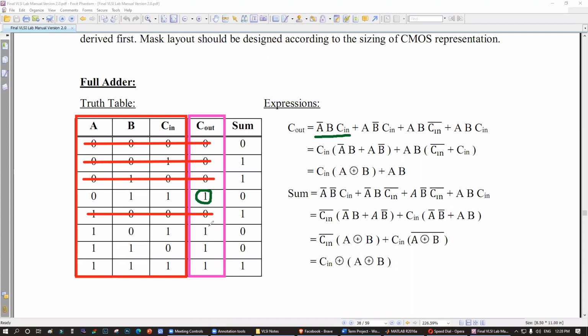Next, plus. For this one, what is the condition of your A? A will be A. B is 0, that means B bar. C in is 1, so C in. So A B bar C in, right? You know it already? Yes, sir. I presume you know.